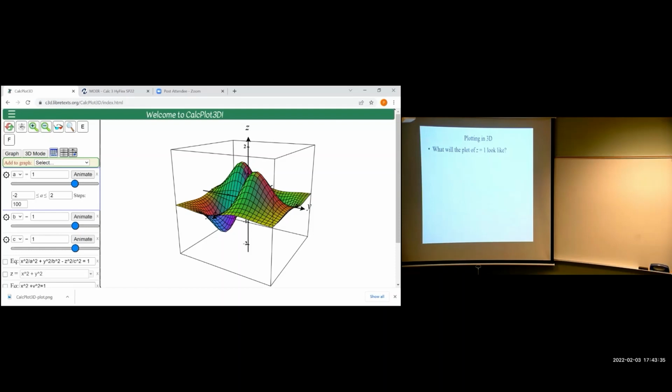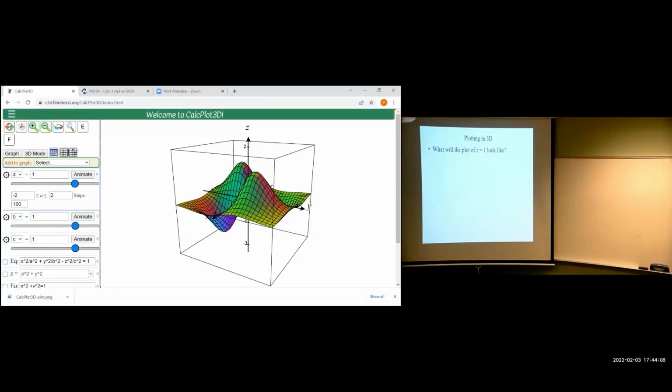For example, the plot of z equals 1. Now in 2D, if it was just y equals 1, it makes a horizontal line, right? Well, think about what a line would be in 3D. What do you think a line is in 3D? It's a plane. There is a line in 3D that would be just like a rod. But the way a 2D line transforms into 3D is as a plane.